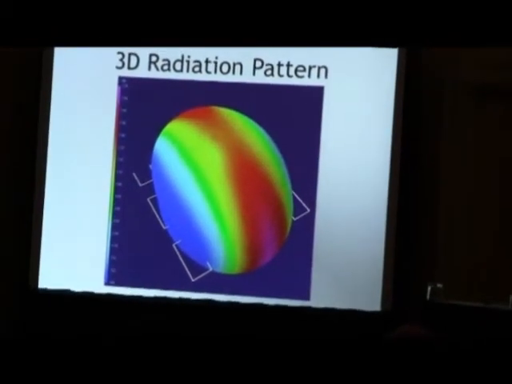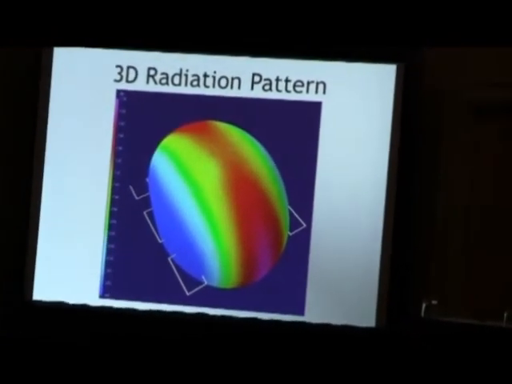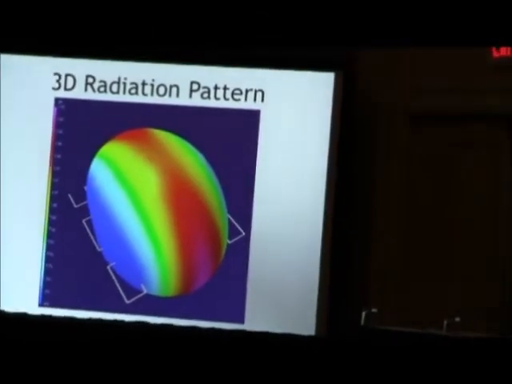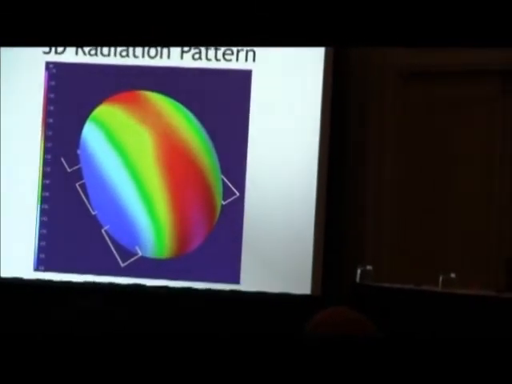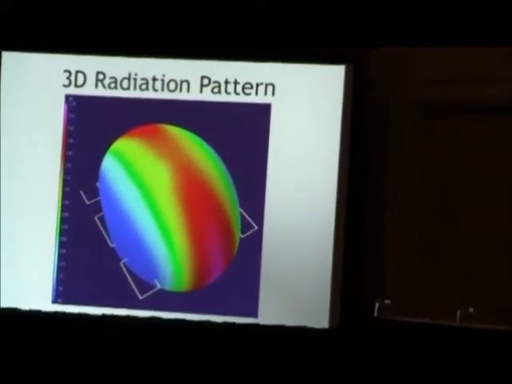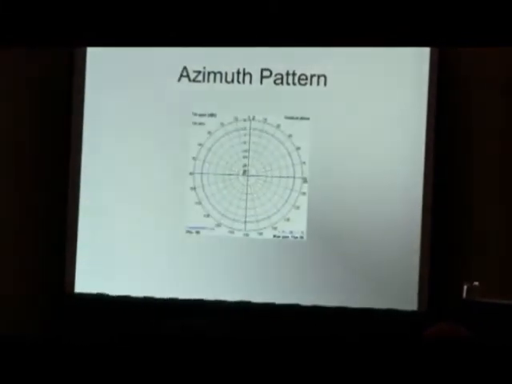As for the 3D radiation pattern, you can see that the field strength is evenly dispersed around the antenna, and this type of radiation pattern is favorable in omnidirectional applications. And here's the azimuth pattern.